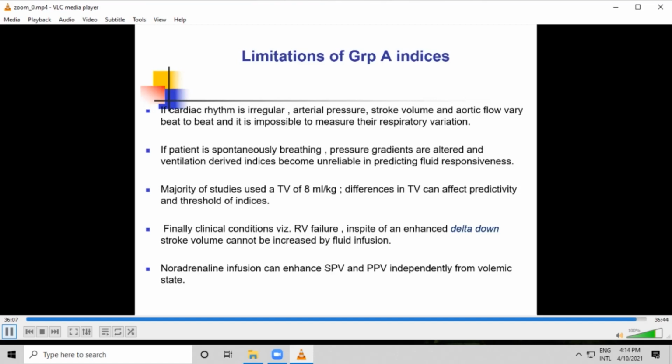So finally, clinical conditions like RV failure: in spite of an enhanced delta down, stroke volume cannot be increased by fluid infusion because the RV is already failing. So there also it is a limitation. And noradrenaline infusion can enhance the systolic pressure variation and pulse pressure variation independently from volemic state. So that is also a limitation.